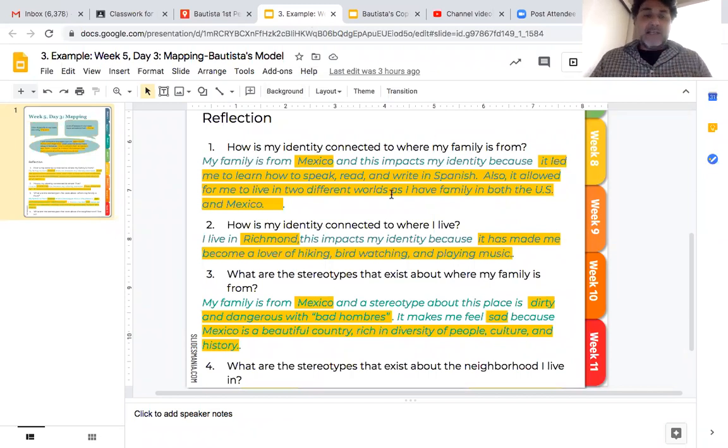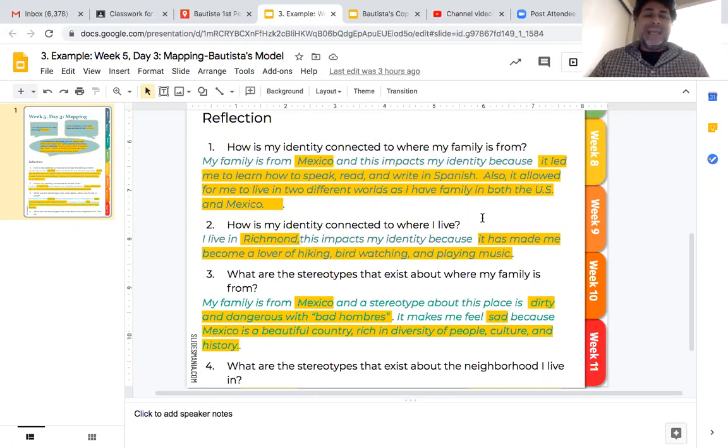This is my example. My family is from Mexico, and this impacts my identity because it led me to learn how to speak, read, and write in Spanish. Also, it allowed me to live in two different worlds, as I have family in both the United States, my sister, my nieces and nephew, my mom and dad, and Mexico. I have a lot of family in Mexico. So my identity is connected to where my family is from, Mexico.